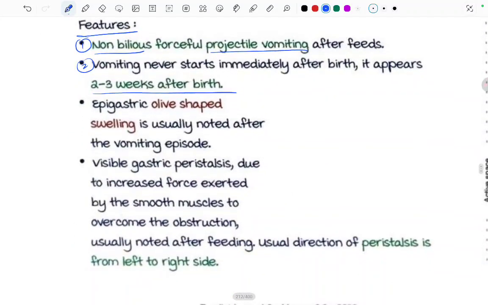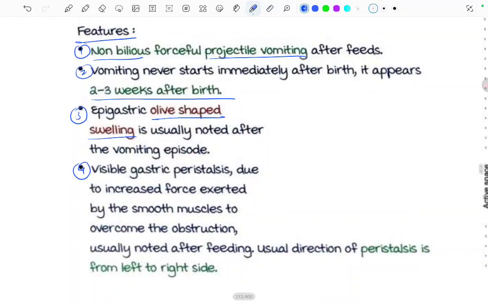There is an epigastric olive-shaped swelling, usually noted after the vomiting episode. And there is a visible gastric peristalsis due to the increased force exerted by the stomach smooth muscles to overcome the obstruction, usually noted after the feeding, and the usual direction of the peristalsis is from left to right side.